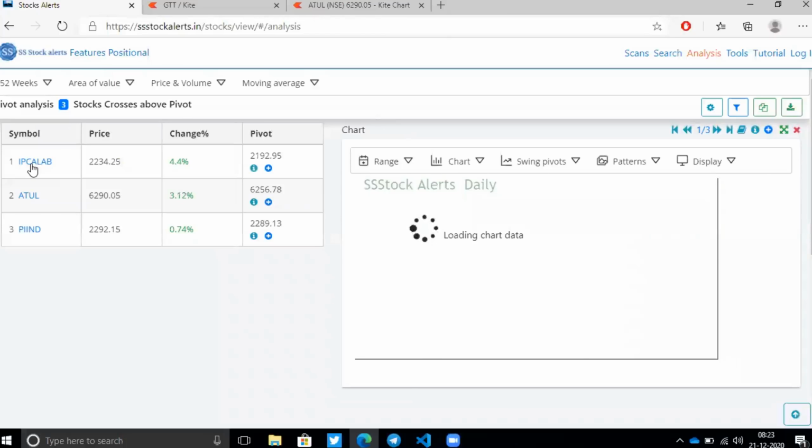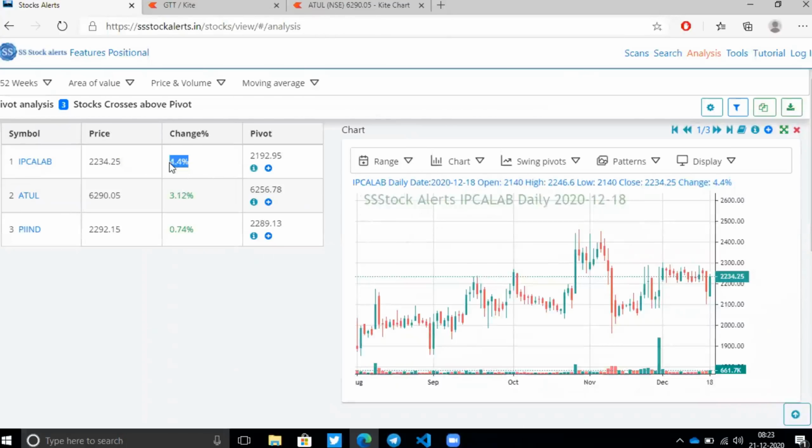Just click on IPCA Lab, and you can see the chart on the right side. On the last day it has given a 4% move, and Atul has also given a 3% move. And if you see the last pivot point where it crossed, the pivot point is 2192, and it crossed to 2234. So it has given almost a 30 to 40 points move. And here also it is 6250, and here you can see 6290.